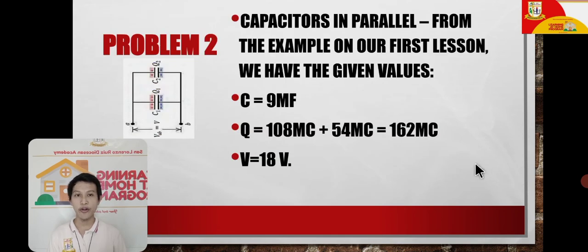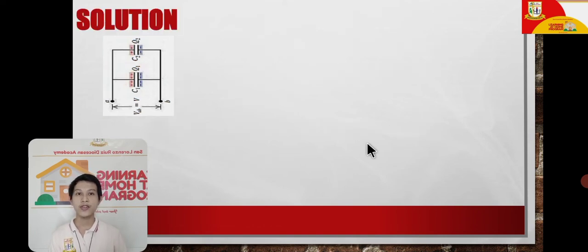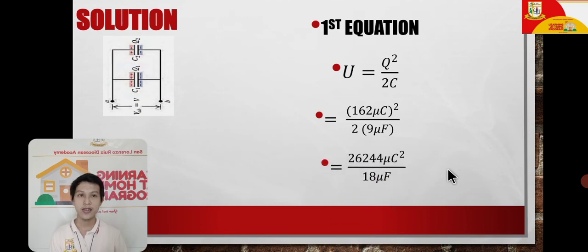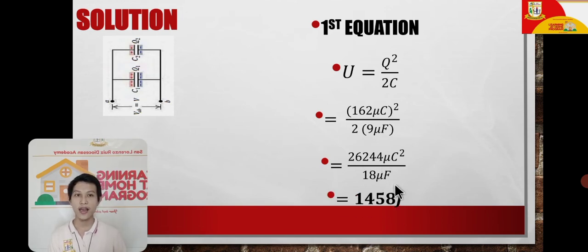So, let's try it for our parallel connection. Ganun din. 9 microfarads ang gamitin, na 108 plus 54 is equal to 162 microcoulombs. Volt is equal to 18 volts. So, we have U is equal to Q squared over 2C, equal to 162 microcoulomb squared over 2 times 9 microfarads. So, we have 162 squared is 26224 microcoulomb squared over 18 microfarads. Ang makukuha natin ay 1,450 joules.